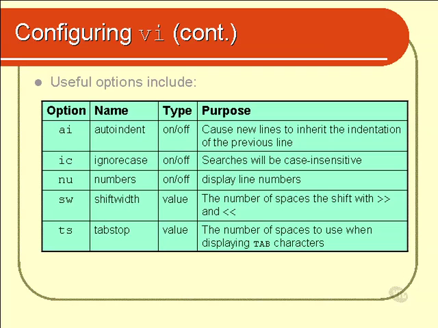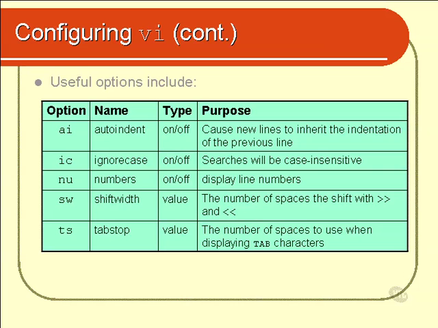Next we have the SW option, which is short for shift width, which specifies the number of spaces left or right when used with the indentation commands. Remember those? The double greater than and double less than letters? If you use those, the current line, or whatever you specify, will be indented left or indented right. The SW option says how many spaces to move them in and out.